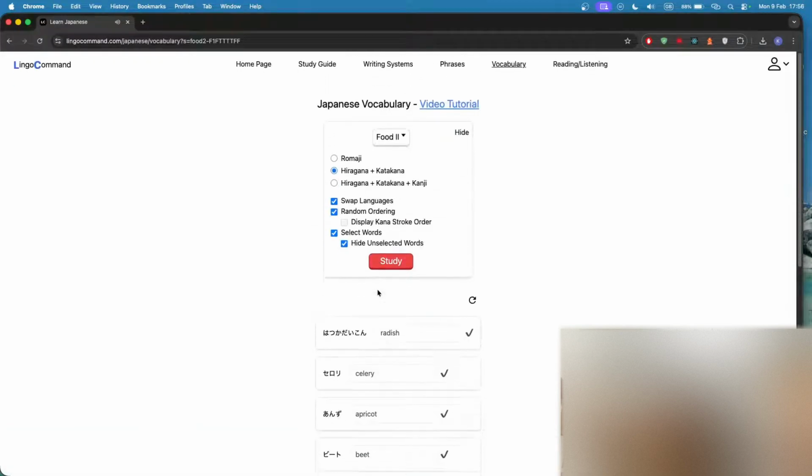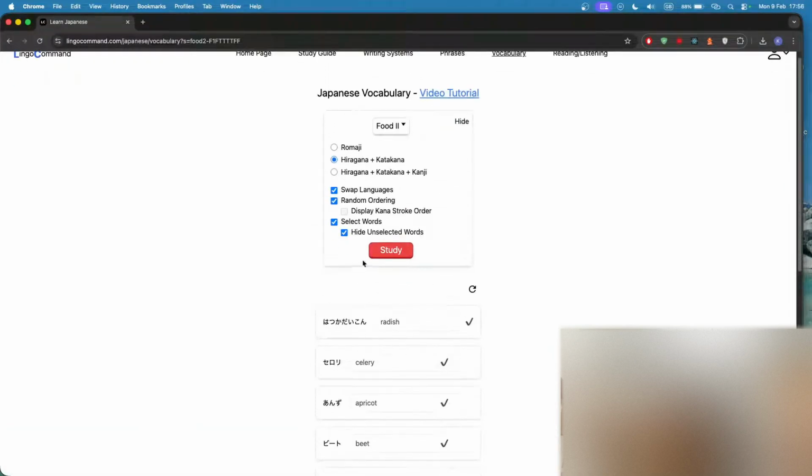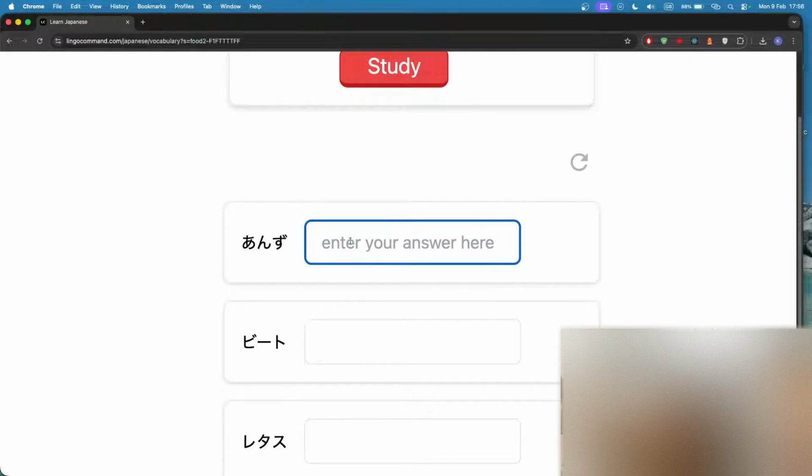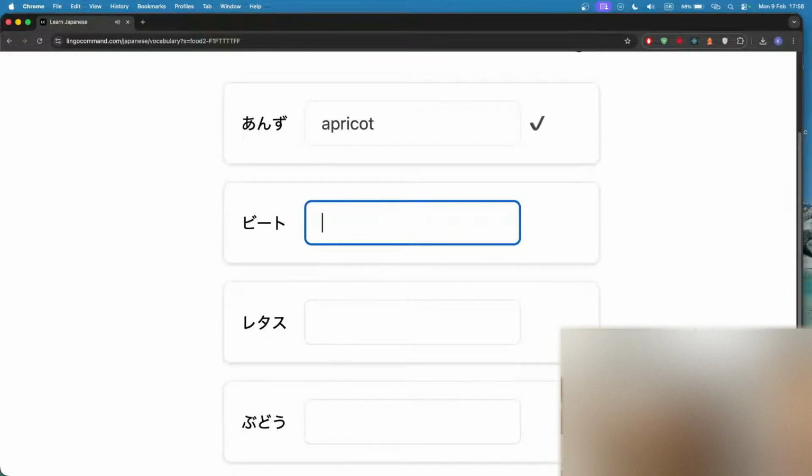Fantastic. So we're really kind of benefiting from these loan words. Kind of makes the quiz substantially easier. Let's just do one more round just to kind of confirm that we've learned this. So anzu was apricot. Beetle is beet.